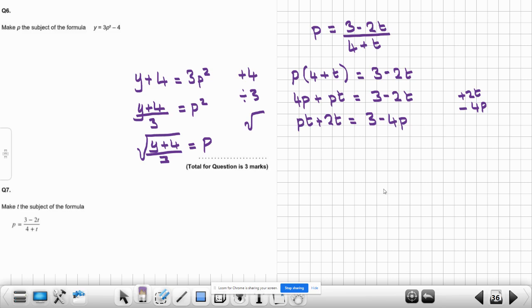But we need to deal with this p. So what do we do? We factorise it out. They both have a factor of t. So we can take out a factor of t, and then what would be left inside the brackets? P plus 2. 3 minus 4p. And so our final step is to divide both sides by p plus 2. And there we have it.